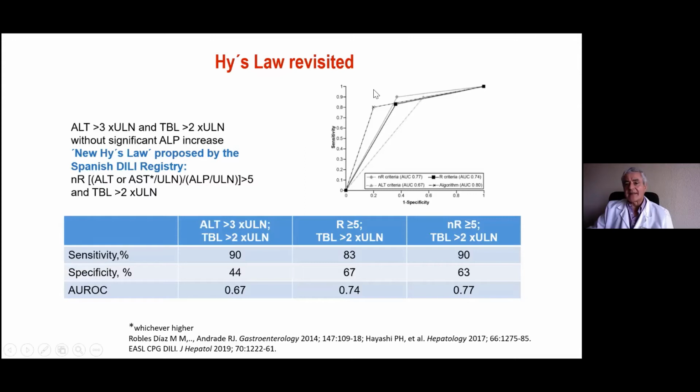So when we look at the performance of this new Hy's law, you can see that this has a better balance between sensitivity and specificity, with a higher area under the curve. So this has been independently validated by the DILI group in a later paper. So it's probably a better score for predicting acute liver failure in clinical practice, but probably also in drug development.